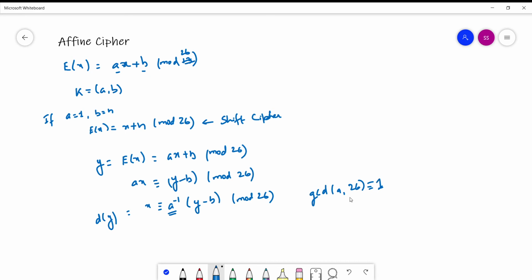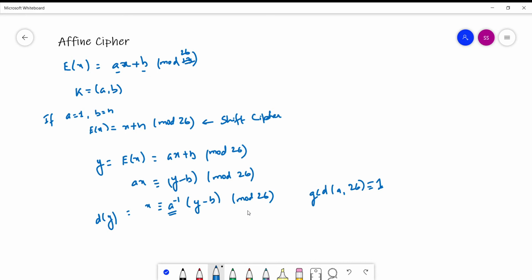If you are getting a value of a like 2 or 13, then I can't find 2 inverse of 26 or 13 inverse of 26. So the value of a can't be 2 or 13 because these are the prime factors of 26.